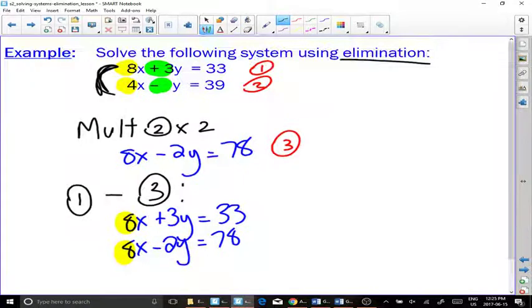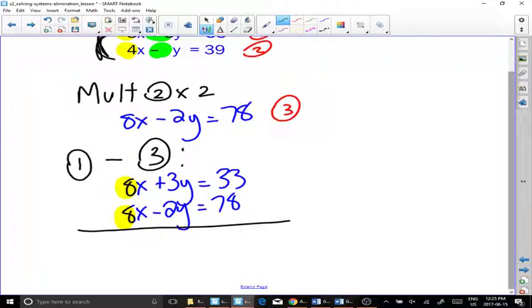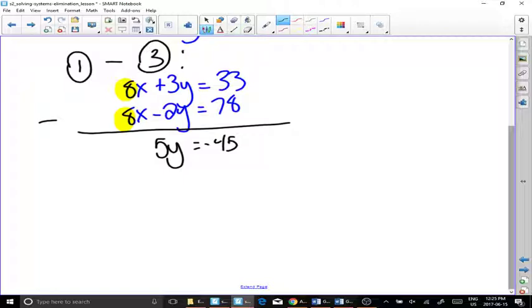So 1 minus 3 means we subtract the x's from the x's, the y's from the y's, and the numbers from the numbers. So 8x minus 8x, nothing, zippo. That's what we're trying to do. We are trying to eliminate. 3 minus -2, minus makes a plus, we get 5y. And 33 minus 78 is minus 45. 5y equals -45. Now, all we need to do is divide both sides by 5, and we get y is -9. So y is -9.